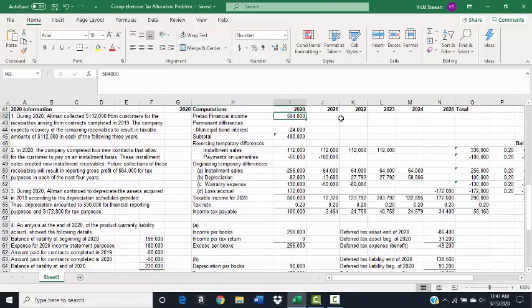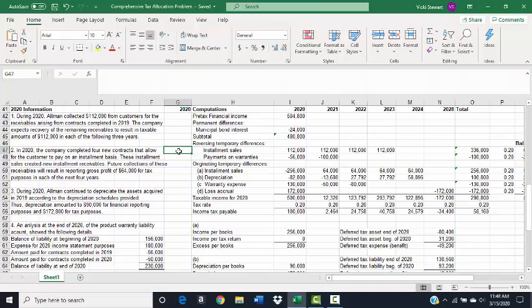We take pre-tax financial income, and then we're going to subtract that municipal bond interest of $24,000, and then I like to show a subtotal. Now, the first thing that I have done on my schedule is go ahead and show two of the items where we have reversing temporary differences. So we know that in 2019 we had installment sales of $448,000 that were going to be collected evenly over the next 4 years.